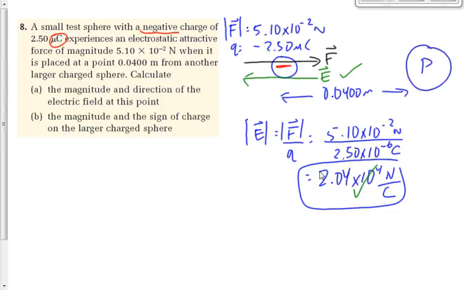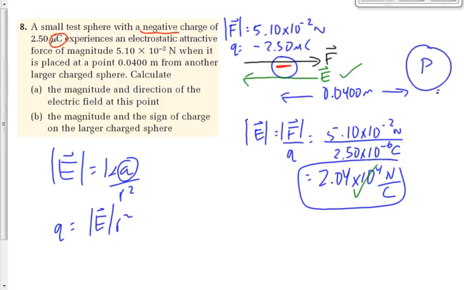Part B says, what's the magnitude and the sign of the charge on the larger charged sphere? So what's the magnitude of the charge of the producer here? I'm probably going to use the producer equation for this. Turn around and solve for Q here. It becomes E times R squared over K. E is the same value as I just got, right? If the field experienced by the little guy is 2.04, then what was the field produced by the big guy? Had to be 2.04, right? Where else would it have come from?